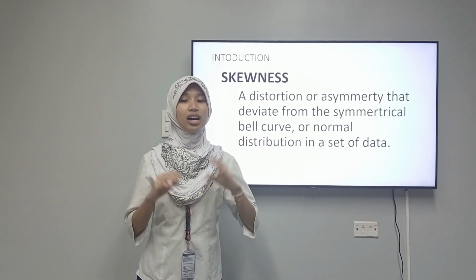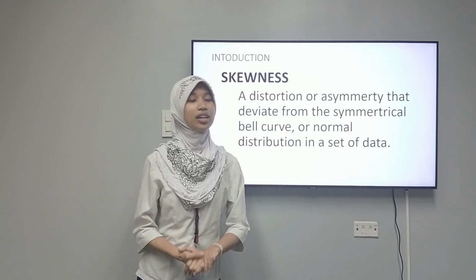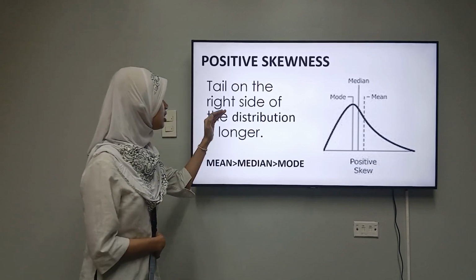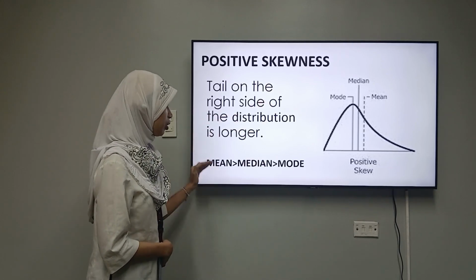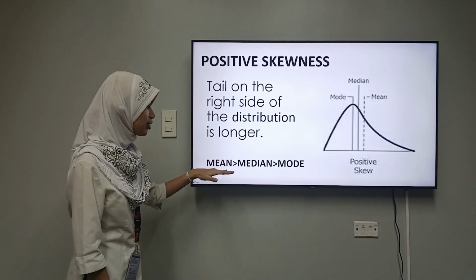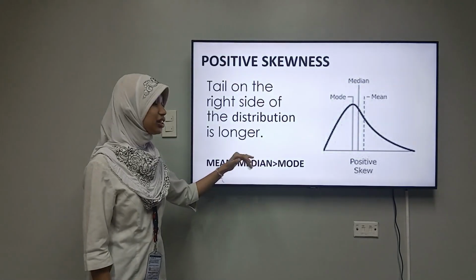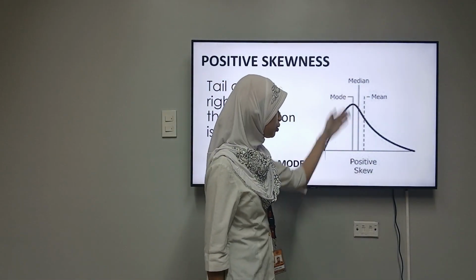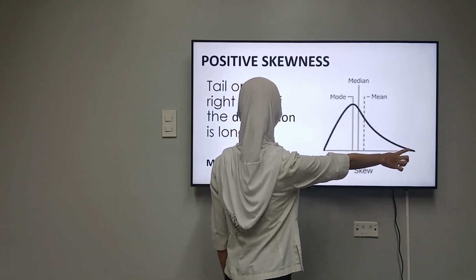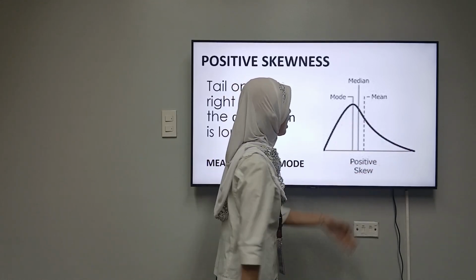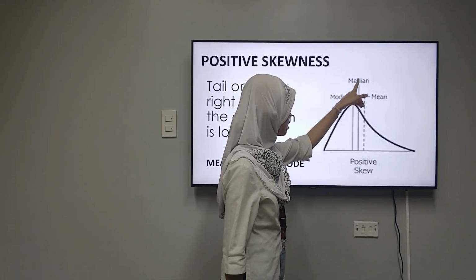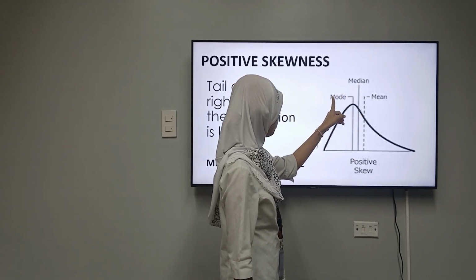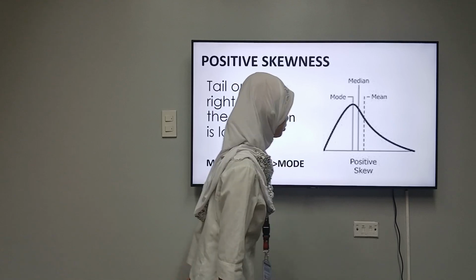There are types of skewness. First, we have positive skewness. The tail on the right side of the distribution is longer. So the mean is greater than the median and the median is greater than the mode. This is an example of positive skewness. As you can see, the tail on the right side is much longer, the median is greater than the mode, and the mode is lesser than the mean.